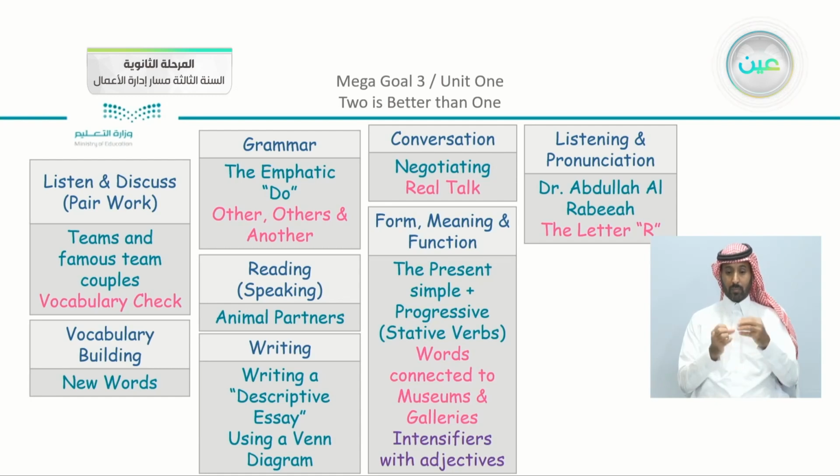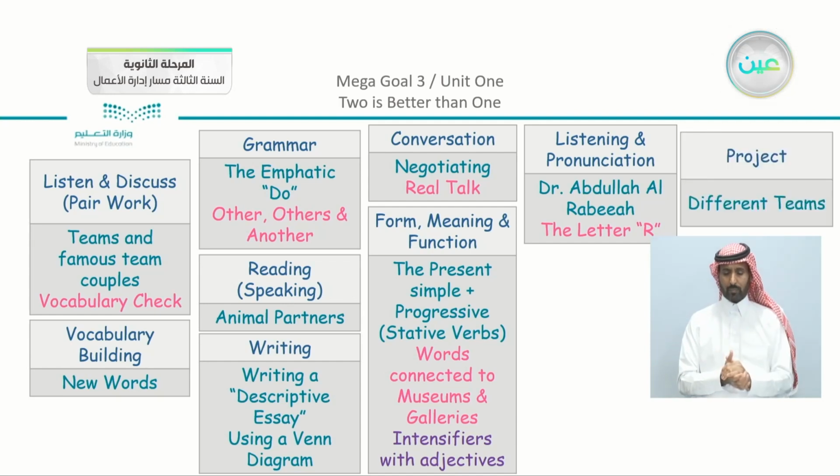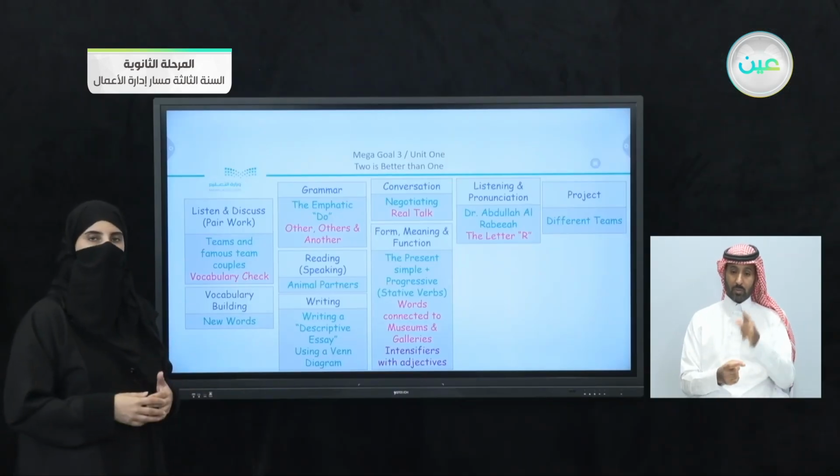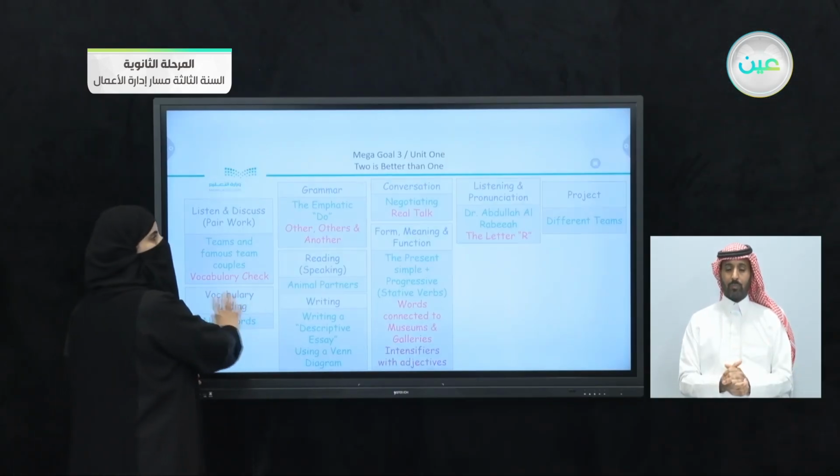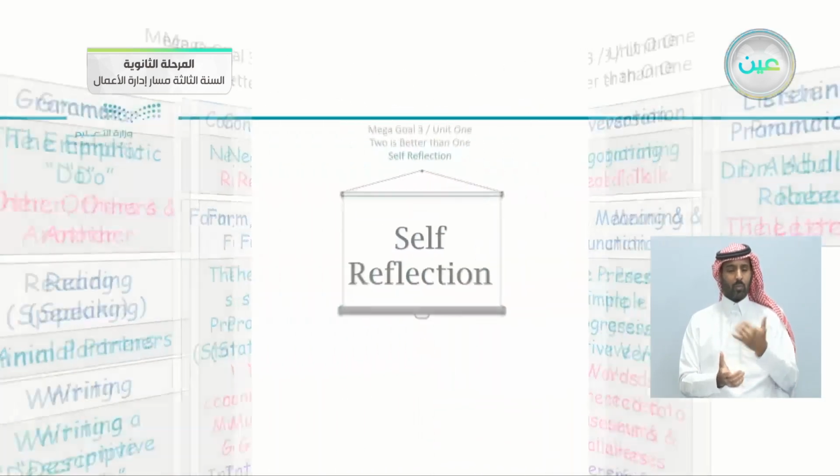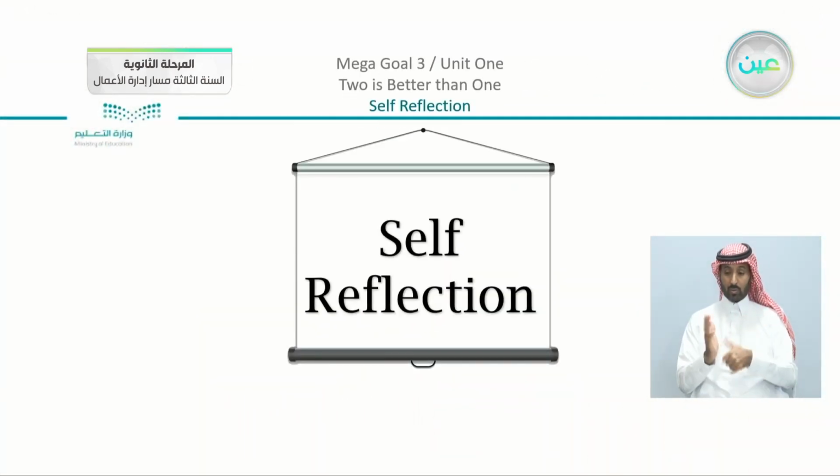We had the form, meaning, and function lesson, where we studied the present simple, progressive, and stative verbs. We had words connected to museums and galleries, intensifiers and adjectives. And at the very end, we had our project, which was about the different teams that you are going to choose. Now, how do you feel about these lessons? It is your turn.